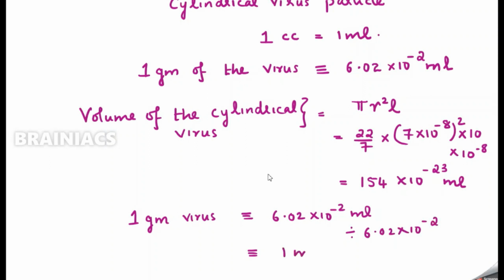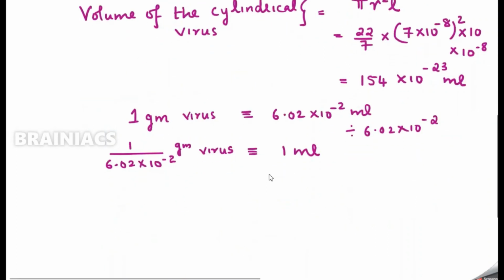So this will become 1 ml and this will become 1 divided by 6.02 into 10 power minus 2 gram virus. So now we know that if the volume of virus taken is 1 ml, it will have a mass of 1 by 6.02 into 10 power minus 2 gram. Correct.